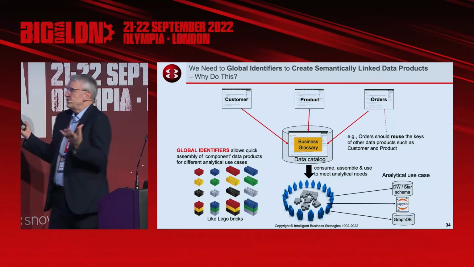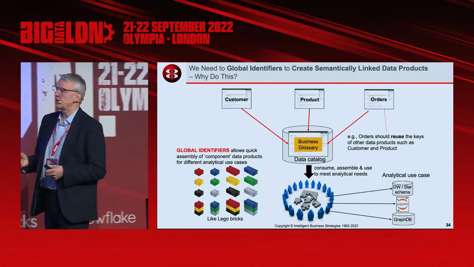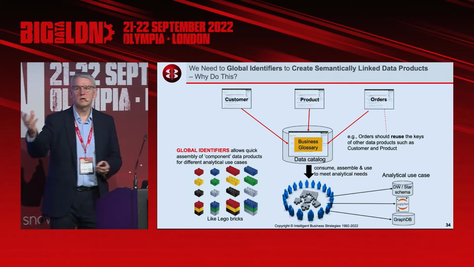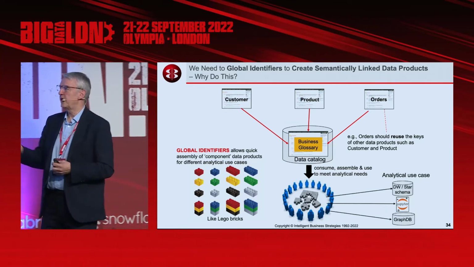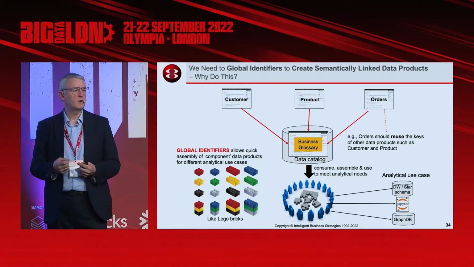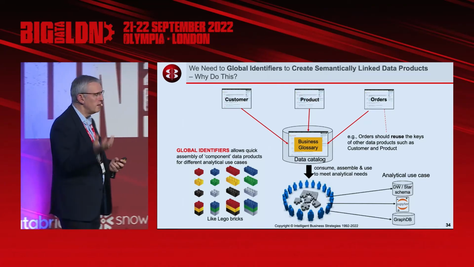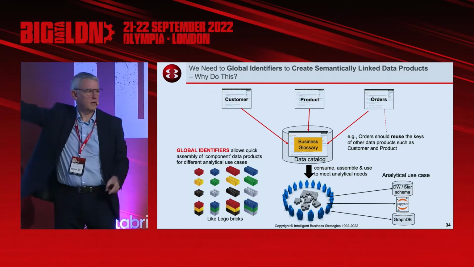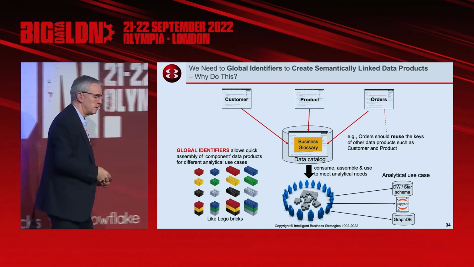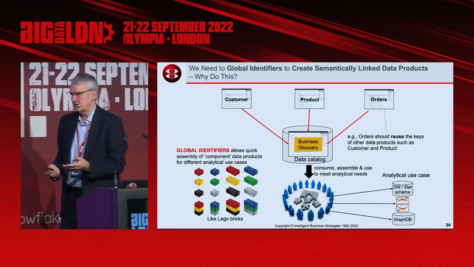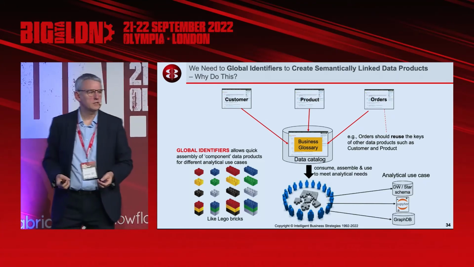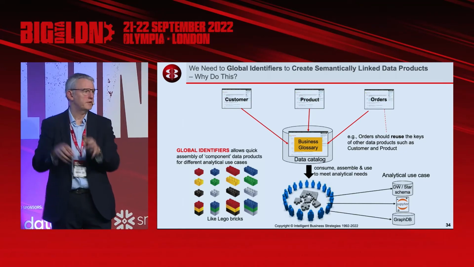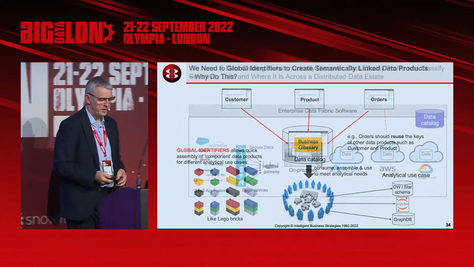And then once I have these common definitions, we've got to make sure that they use global identifiers. So that if I have an order which is being ordered by a customer, and this customer has ordered these products, then an order data product needs to use identifiers of a customer and a product so that we can snap these things together. Global identifiers make data products look like Lego bricks, because if they're available and I can pick them off the shelf, I know they're going to snap together because they're using global identifiers.